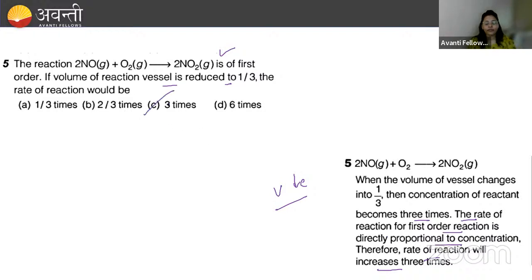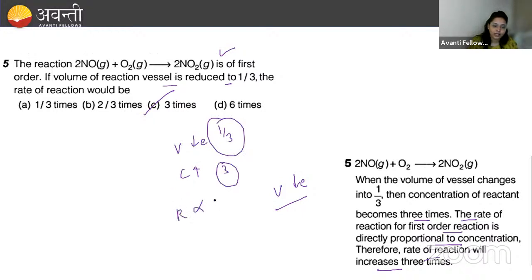Here our answer will be C. Right? Since volume has been decreased, concentration increases. How much has the volume decreased? To 1 by 3. So the concentration is going to increase 3 times. And you know, rate is directly proportional to concentration. If concentration is increasing by 3 times, then rate is also going to increase by 3 times, since they are directly related to each other. Any doubts? Okay, let's move on to the next problem.